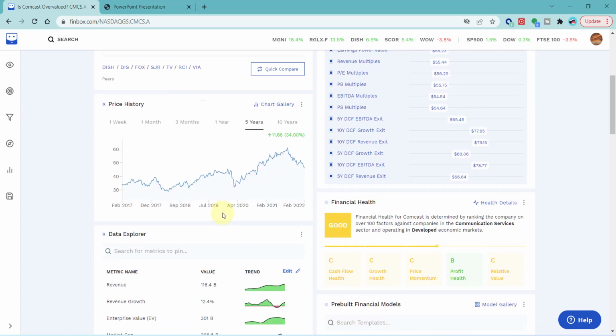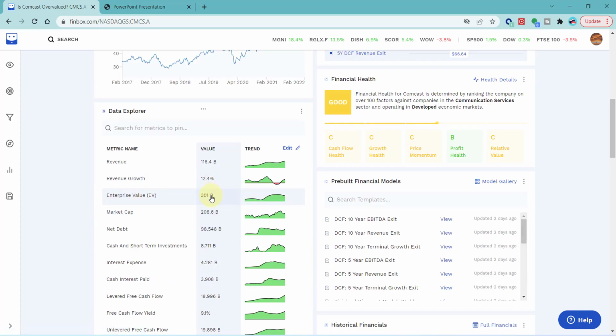The other thing I want to show you is that $17 billion of free cash flow might mean nothing if you don't know how much the entire company is being valued at. So the enterprise value is the price that you would have to pay if you wanted to buy the entire company today. It's the price of all the equity plus all the debt. That's 301 billion. The equity is the market cap, so 208 billion is the value of all the shares, but they've also got net debt of 98 billion.